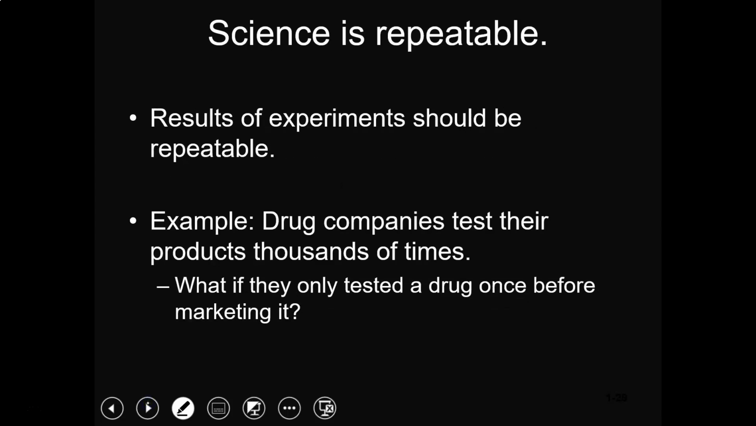The next thing is science is repeatable. If it only happened once, it may have been an accident. So the best example of this is pharmaceutical companies. Thousands of trials before they ever see people. So yeah, that medication cured coronavirus in the bat. But what happens when we give it to a person?